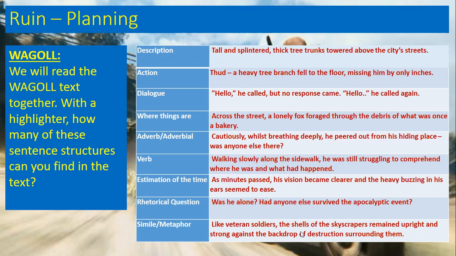So yesterday we looked at this planning pro forma and we called it Dad Waivers, if you remember. Your task yesterday was to plan out a sentence to go in each box. We're going to look at a WAGOLL text. It is on the sheet that I've sent home for you. If you have a highlighter or a pencil or a pen, grab hold of it now. I'm going to read that WAGOLL text to you, and I want you to see how many of these sentence types you can spot. How many of the different sentence openers can you see?